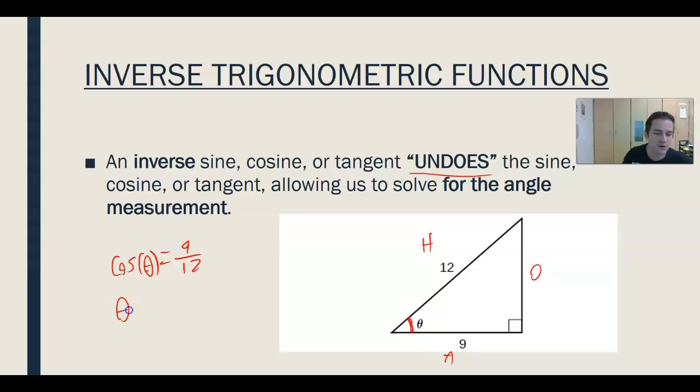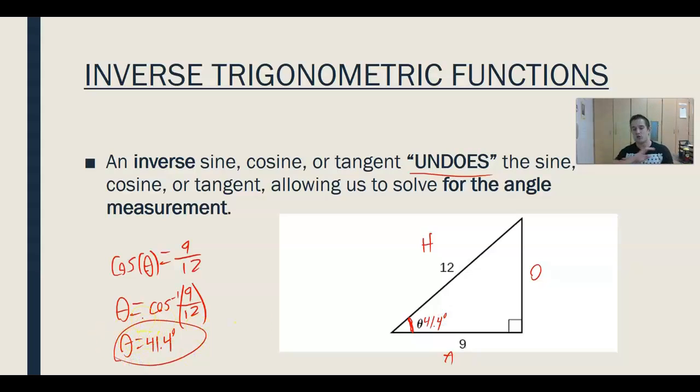So here, in order to find what the angle is, I do the inverse cosine of 9 divided by 12. So just for example, in my calculator, the inverse cosine of 9 divided by 12 is 41.4 degrees. So this angle right here would be 41.4 degrees. So that's kind of the crash course on everything that you've learned in the past about right triangle trigonometry.